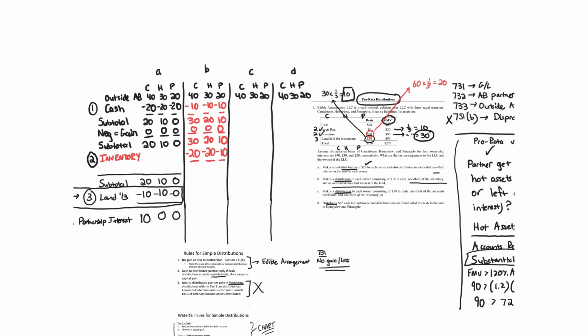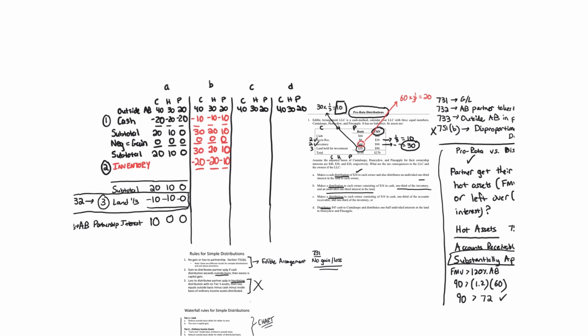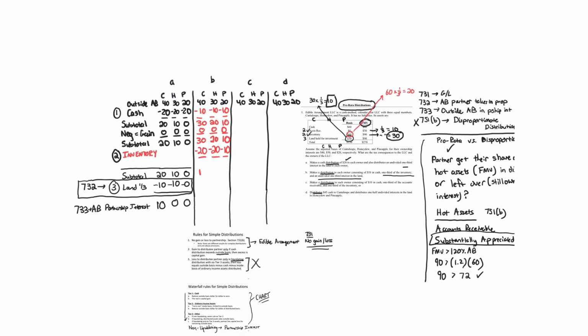There are no other ordinary income assets, tier 2 assets, in this problem, because all there is left is land. So we can bring that down, and that brings a subtotal of 10, 0, and 0. And this also gives us our 732 basis of the inventory right there. So if you ask what the basis is, you got that. And now we have the 1/3 land. Remember, we already calculated that. They're each receiving 1/3 of the land. So the rule is it's the lesser of the inside basis of the partnership, which is 30 times 1/3. We calculated that already. That's the 10.